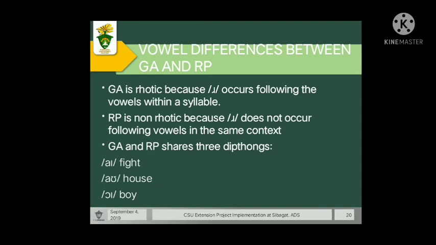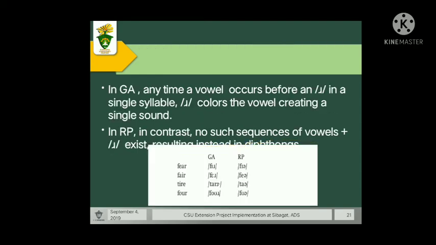I as in fight, ow as in house, and oi as in boy. Okay. So in GA, anytime a vowel occurs before an R in a single syllable, R colors the vowel, creating a single sound. However, in RP, in contrast, no such sequence of vowels plus R exists, resulting instead in diphthongs. So let's take a look for example.